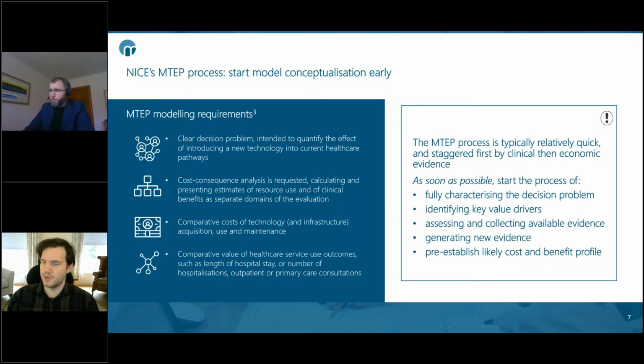If there's any new evidence that's going to be generated, that's marvelous, but again, it needs to be quite short term in terms of when you're going to get that data in order for use in the MTEP process. And in the same way that you identify the key value drivers of your device or technology, you need to really establish what the costs and the benefits are going to be in that whole picture there.